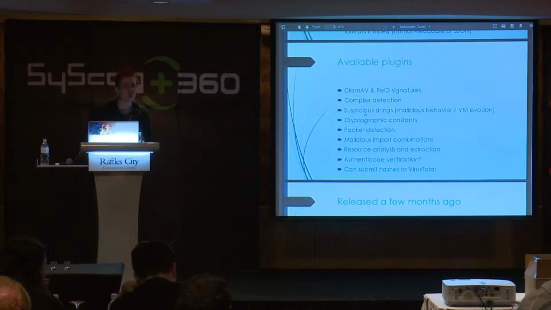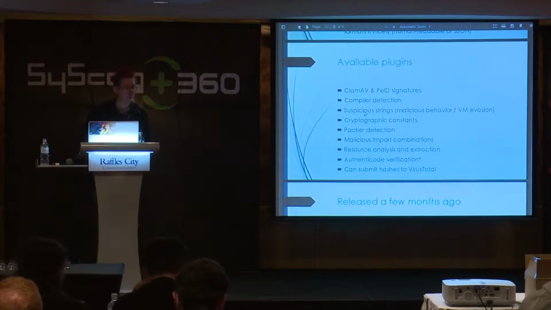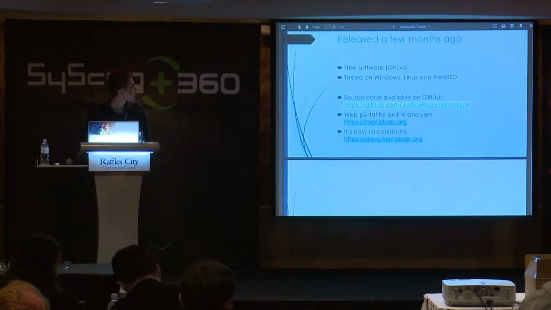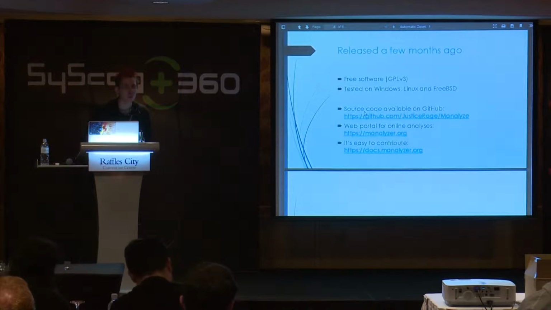So far, it only works on Windows. I would like to implement this on Linux, but I would have to use OpenSSL, and so far I'm a bit reluctant to dig into this. And finally, the program can submit hashes to VirusTotal. It was released a few months ago on GitHub. This is the first time I've talked publicly about it, so far nobody uses it.